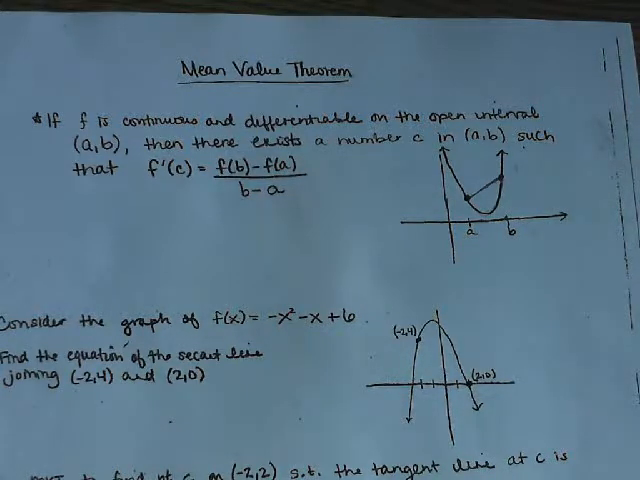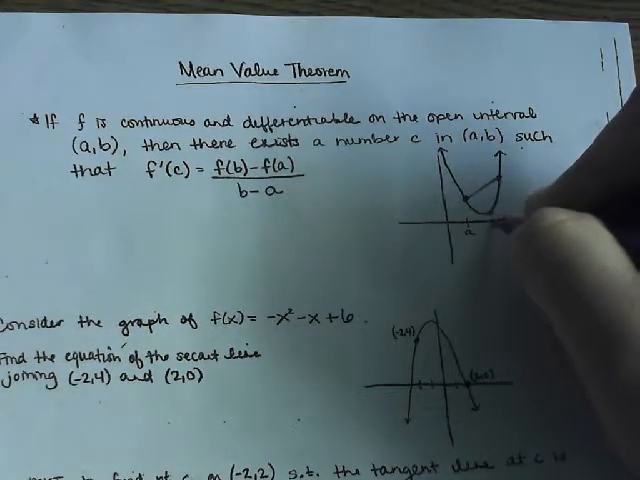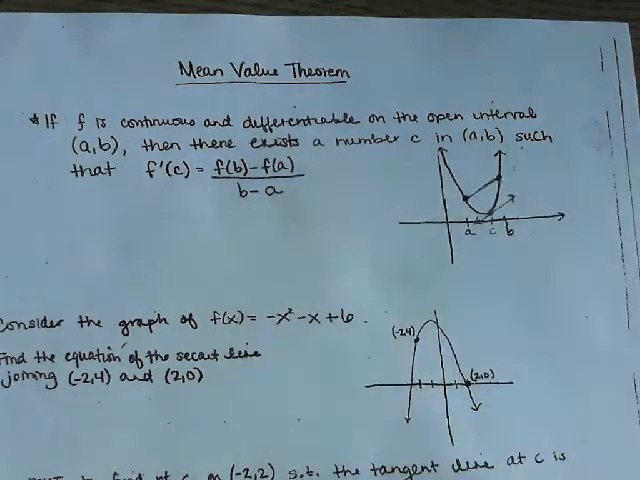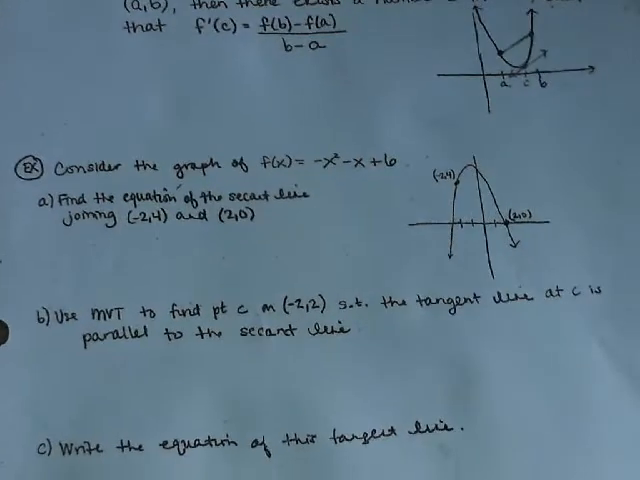So right down here in this lower corner is where approximately that C value seems to be in this picture. So the slope at C is the same as the slope connecting the endpoints of our interval. Okay? So that's the general concept. Now we're going to go down below and actually do something with it.